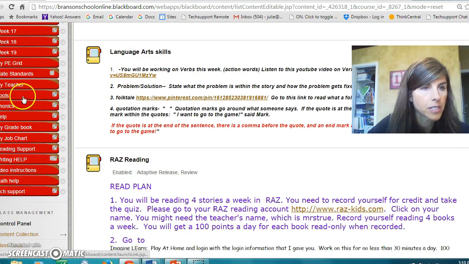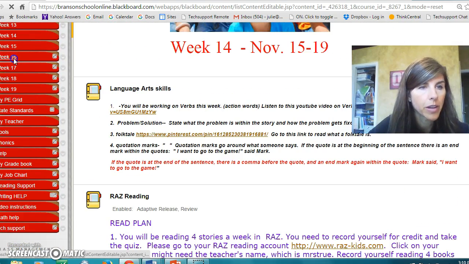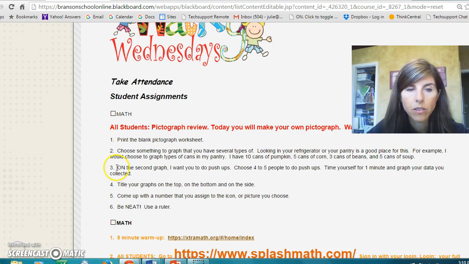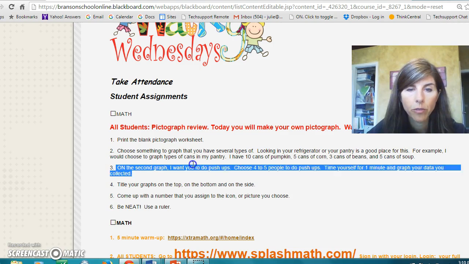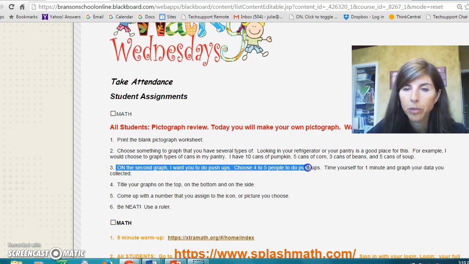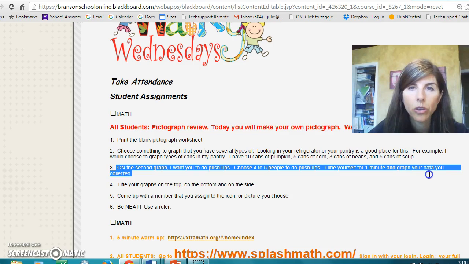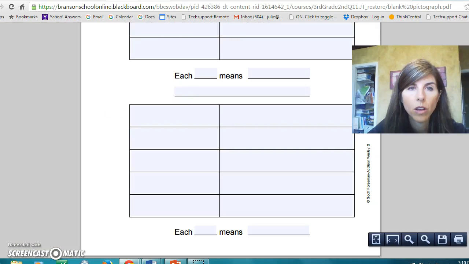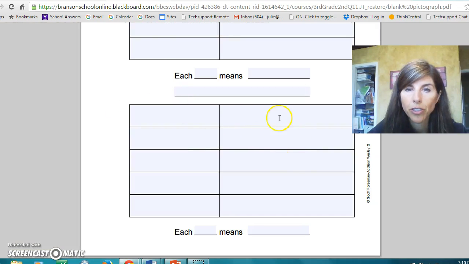So the directions are in Blackboard, so let's just go ahead and go to the directions. Okay, so on the directions, it states on the second graph, I want you to do push-ups. Choose 4 to 5 people to do push-ups. Time yourself for 1 minute. So you time yourself for 1 minute and then graph your data you collected. So you would put on that right-hand side the picture to represent how many you did, how many your mom did, how many your dad did, and so on.